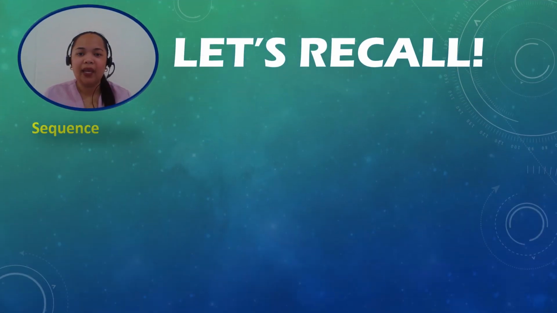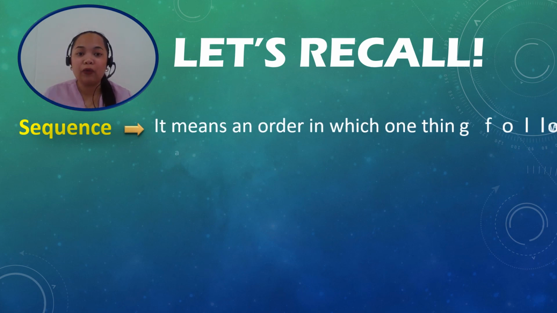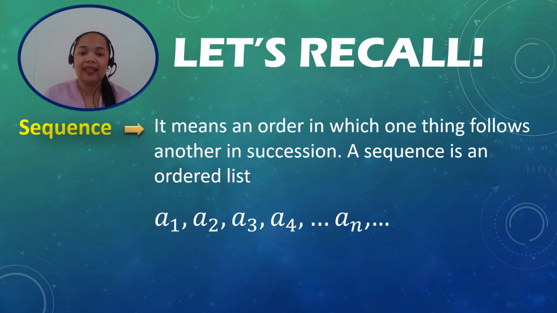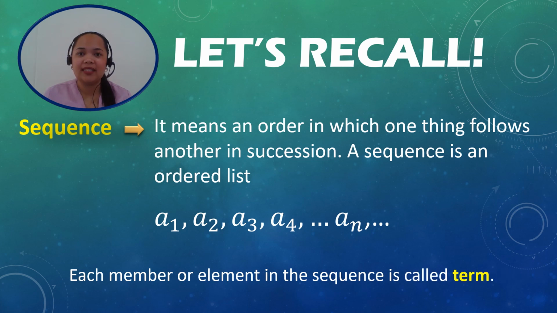Let's recall. What is a sequence? A sequence means an order in which one thing follows another in succession. A sequence is an ordered list, denoted as a sub 1, a sub 2, a sub 3, a sub 4, and so on, depending if it is a finite set or an infinite set. Each member or element in the sequence is called a term. This one is the first term, the second term, the third term, the fourth term, and so on.